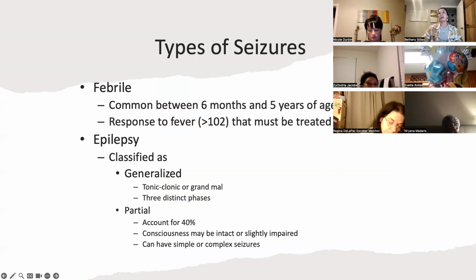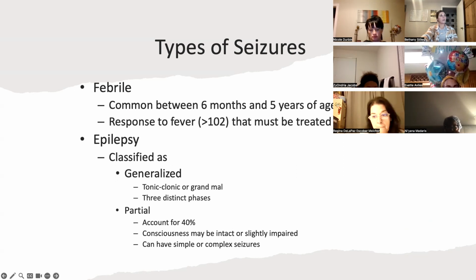Seizures. We have lots of different types of seizures. And it's important that you can tell the difference between which type of seizure it is. So be able to identify your different seizures. Our febrile seizures are most common in our 6-month to 5-year-old children. And they're a response to a fever that's over 102. That's going to require treatment. So we've got to bring that fever down as soon as we can so that we can stop these seizures from happening.